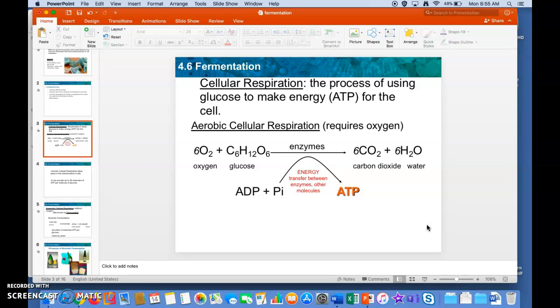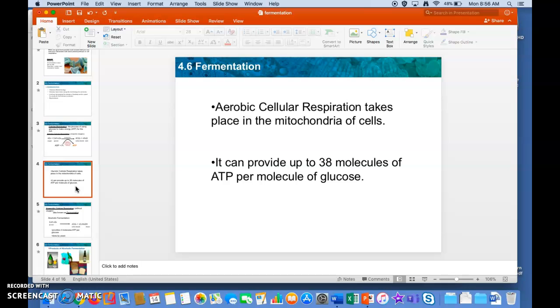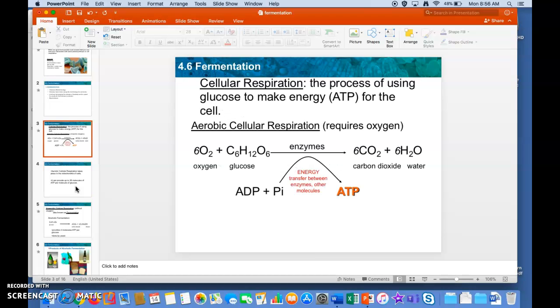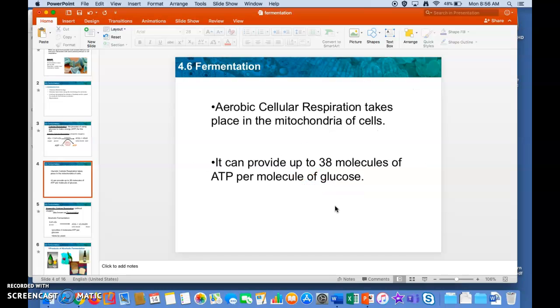But today I want to talk about two other processes of cellular respiration. This is not the only way cellular respiration is done. There's another way. Before I get into that though, remember, where does cellular respiration take place? In the mitochondria. Why is it important? It makes ATP molecules. When does it happen? It happens all the time. How does it happen? This is the chemical reaction for how it happens. And those are kind of the main points.